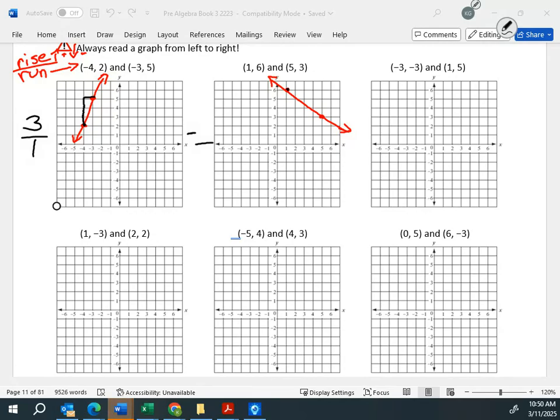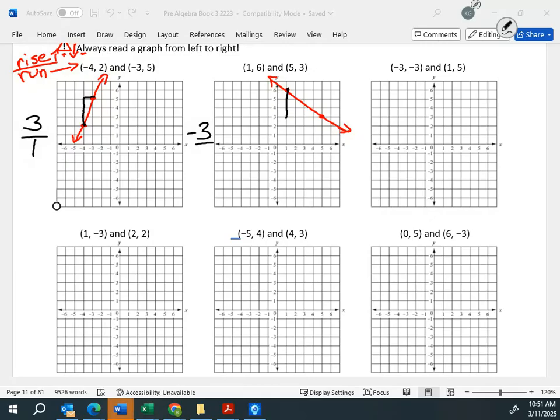You can see the positive lines go up, whereas our negative lines are going down. So just by looking at it, I can see it's going to be a negative slope because it's going down. So I am going to start here and I'm going to do my rise over run. So rise first. I have to go down. 1, 2, 3. So I'm going to put my 3 there.